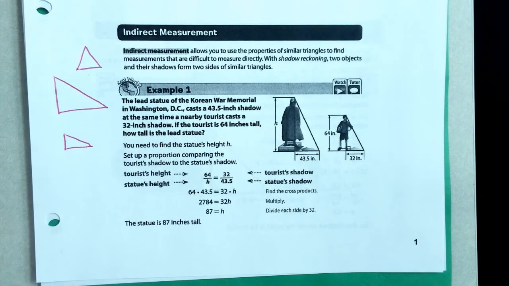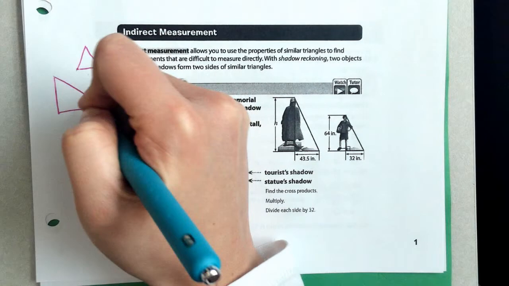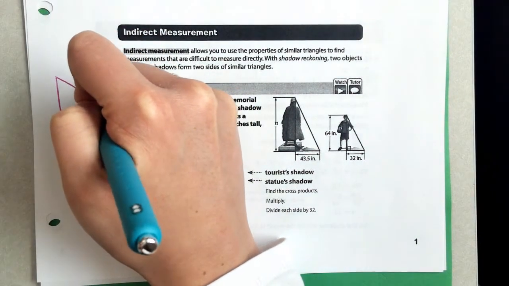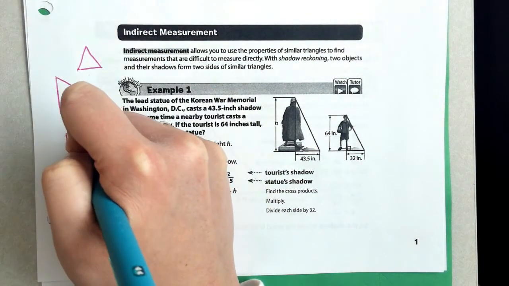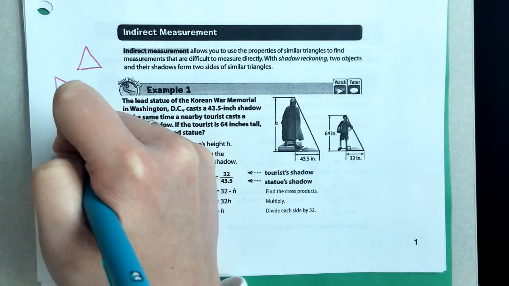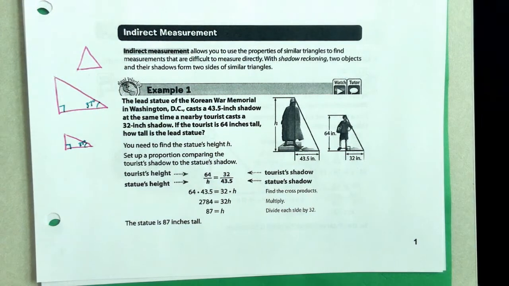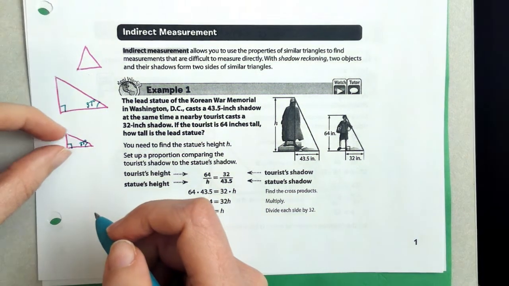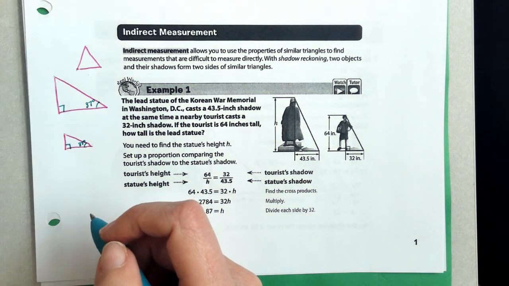Meaning, if this angle right here was 37 degrees, this angle has to be 37 degrees. If this is a right angle, this has to be a right angle. Okay? So it's literally all of the angles are the same, it's just that the side lengths are increasing.